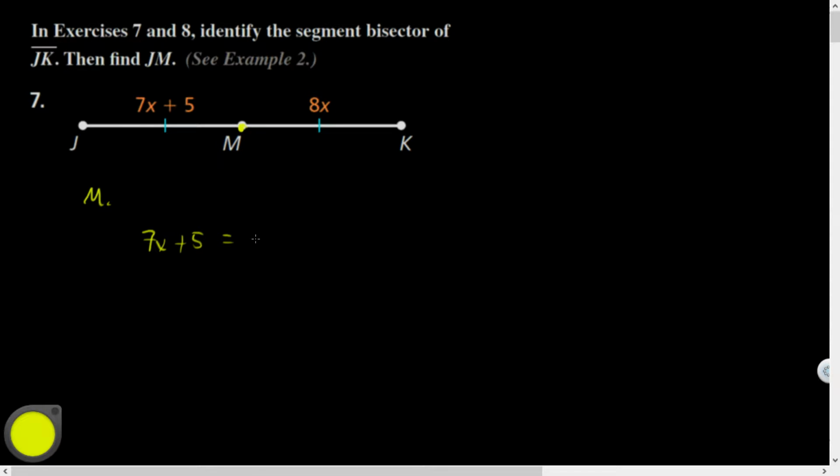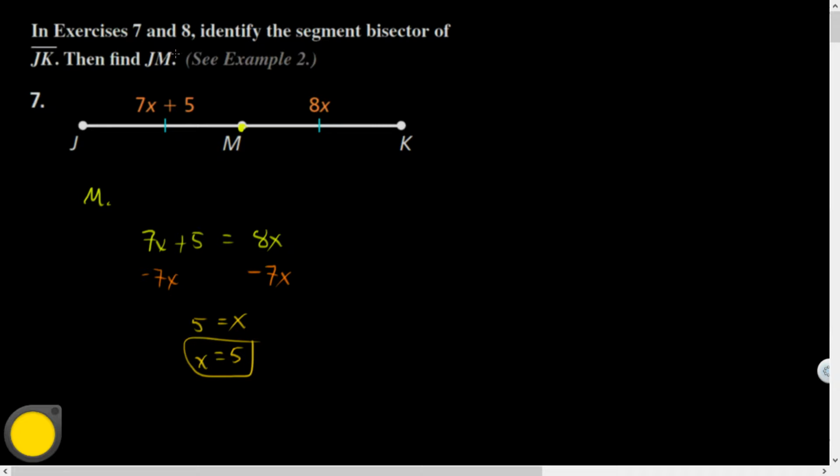So 7x plus 5 is going to equal 8x. I could then solve it, subtract 7x from both sides, and I'm going to get 5 is equal to x, or x equals 5, using the symmetric property of equality, where I can switch the two sides of an equal sign, flip it around, just in case you like to read it from left to right, which I do. I like my variables on the left.